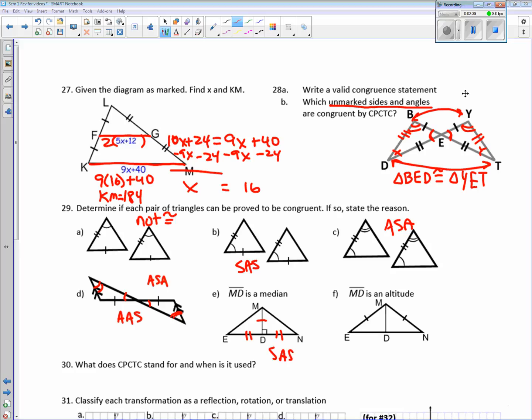And in letter F, because it's an altitude, it makes right angles. And use the reflexive property. Now this looks like two sides and a non-included angle, but remember when this is a right angle, and one of those pairs of sides happens to be a hypotenuse, and the other pair of sides is a leg, this one's HL.